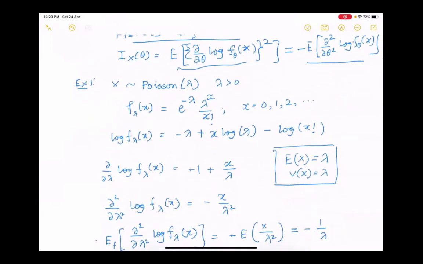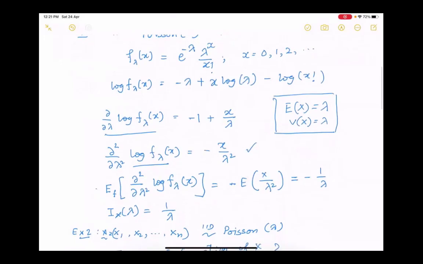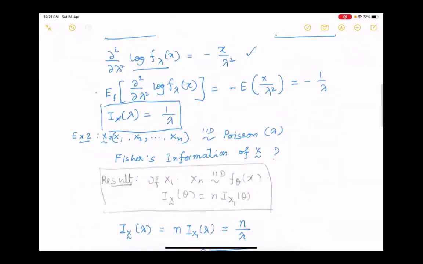Then the first example we took, that X follows Poisson(λ). So the PMF f(x; λ) is e to the power minus λ, λ to the power x, over x factorial. We took the log of the PMF and then we differentiated with respect to λ, and then we differentiated twice with respect to λ. That gives us minus x over λ square. And then when we take the expectation, we get this Fisher information for the Poisson distribution.